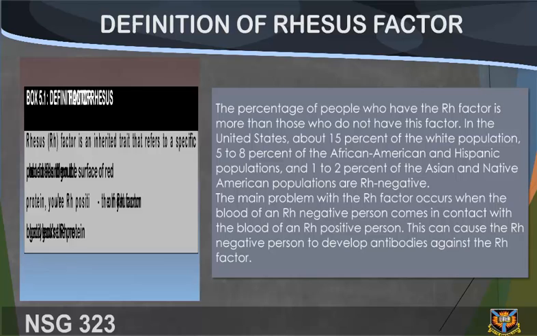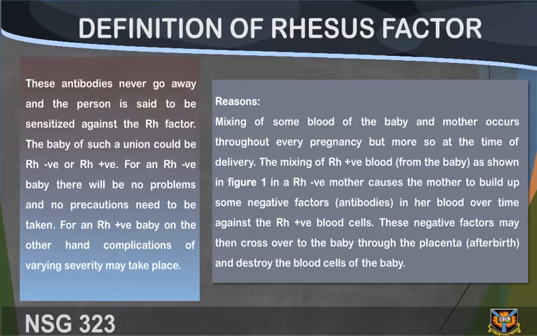The main problem with the Rh factor occurs when the blood of an Rh negative person comes in contact with the blood of an Rh positive person. This can cause the Rh negative person to develop antibodies against the Rh factor. These antibodies never go away and the person is said to be sensitized against the Rh factor.